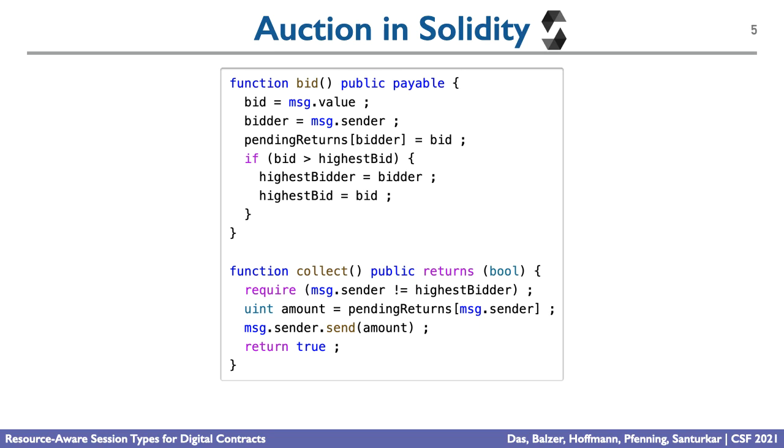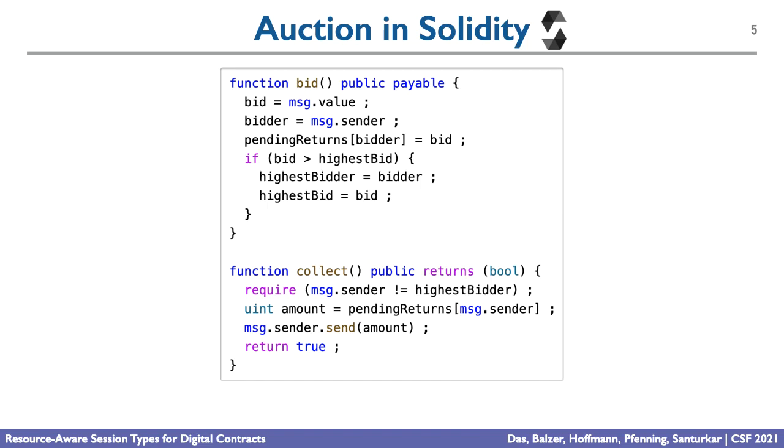The second phase is handled by the collect function, where you have a require clause that the sender cannot be the highest bidder, because the highest bidder does not get their bid back, they get the Mona Lisa painting instead. And then you look up in the dictionary to compute the amount that must be sent to the bidder, and then you send it, and then you return.